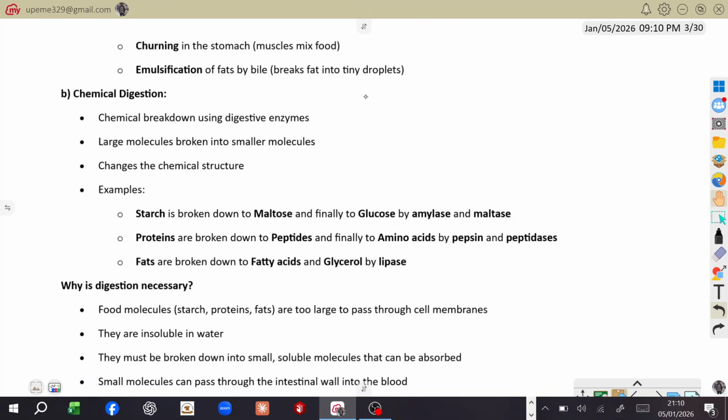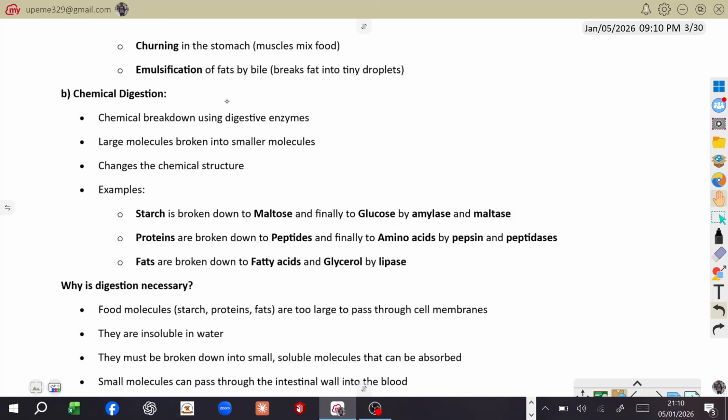All right, when food is inside the stomach, it mixes the food properly. That is what we call churning, and that is also physical digestion, because it continues breaking down the pieces of food into smaller particles. Also emulsification of fats by bile, which is actually the breaking down of fat into tiny droplets. That also is physical digestion.